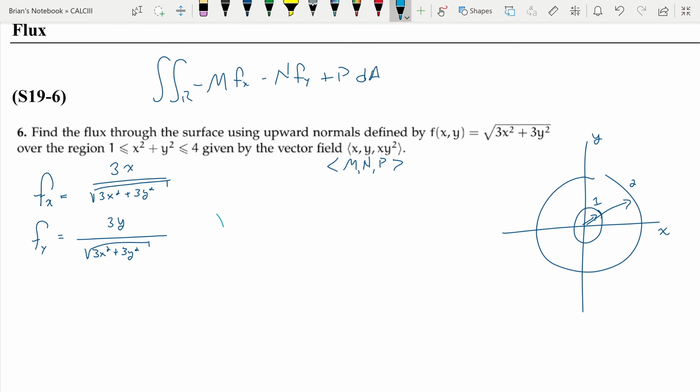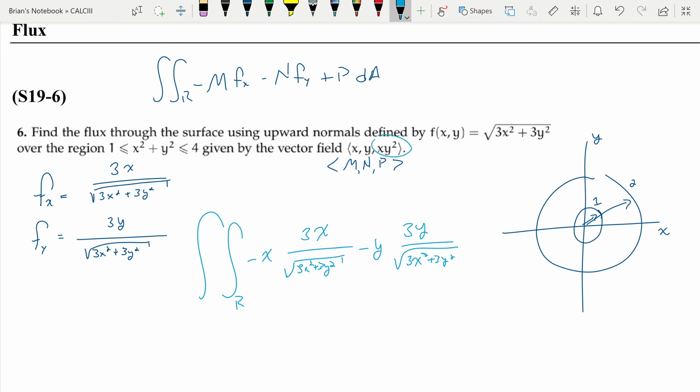So we do the whole thing out. We'll get the region, negative x times 3x divided by the square root of 3x squared plus 3y squared. And then minus, we've got y times 3y over the square root of 3x squared plus 3y squared. Okay, and then we need our P, which is just xy squared plus xy squared, dA. So we've got our dA there.